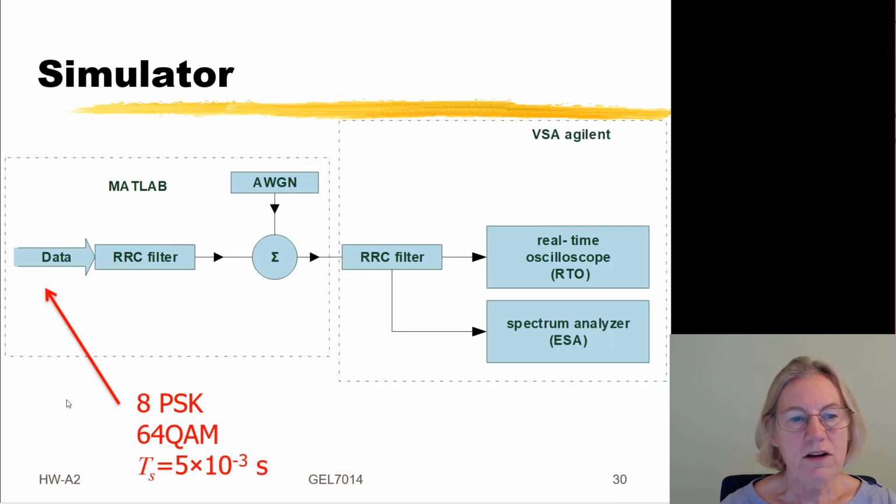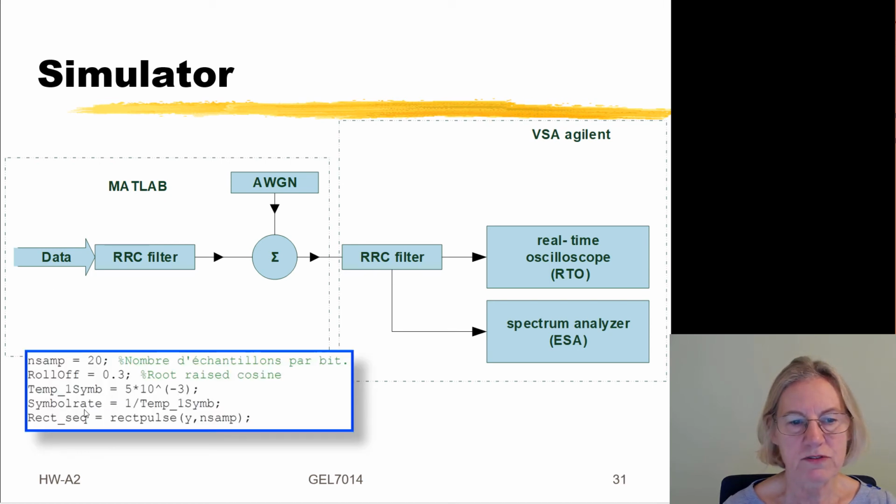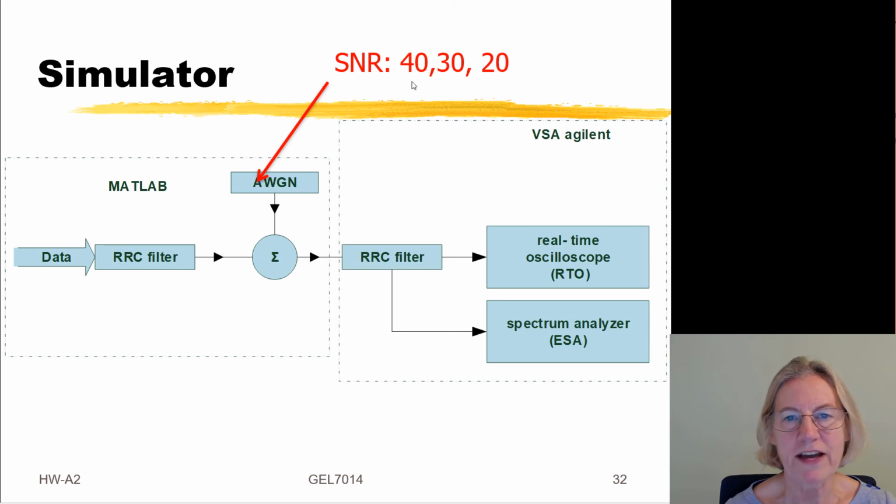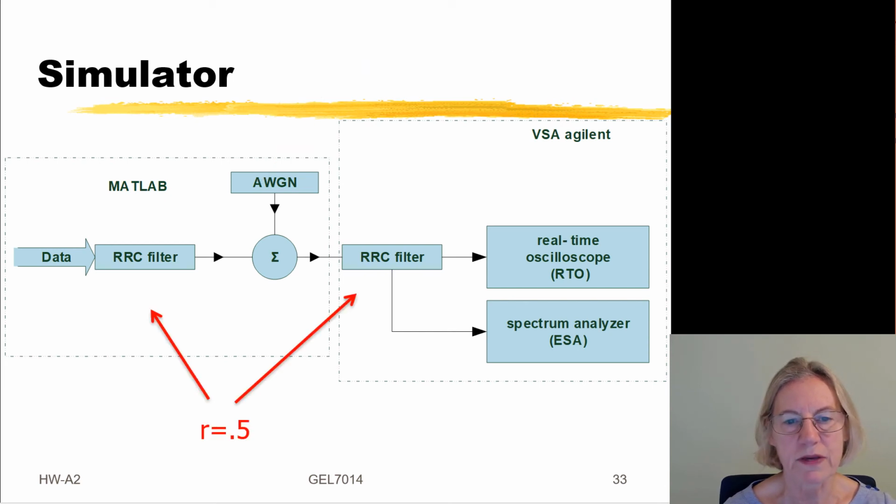So in the simulator, you will be using MATLAB to generate, again, signals which will be input to the VSA software, and we'll be doing both 8PSK and 64 QAM, for different signal-to-noise ratios. So they will be generated in MATLAB, and in fact, the signal-to-noise ratios you'll be examining will be 40, 30, and 20 dB. So there'll be 2 modulation formats, 3 SNRs, so 6 different data files that will have to be generated. We're going to use a roll-off of 0.5 for our filtering.